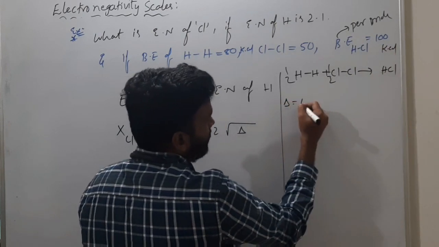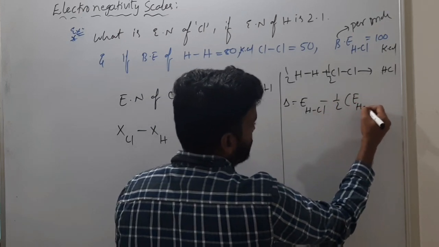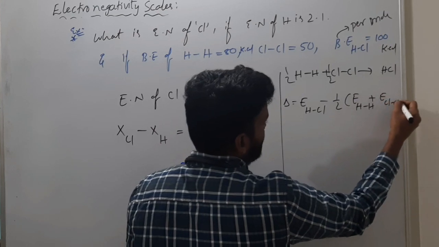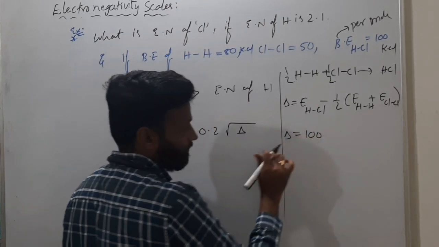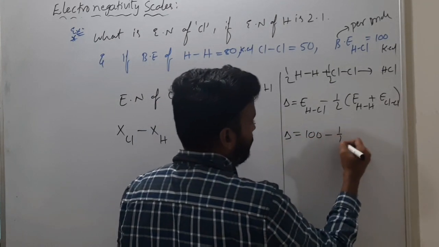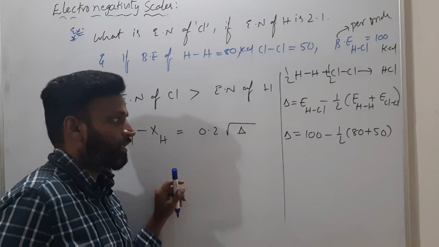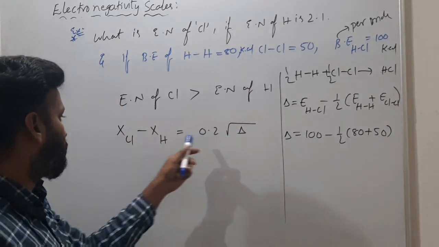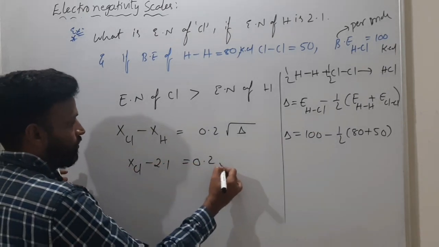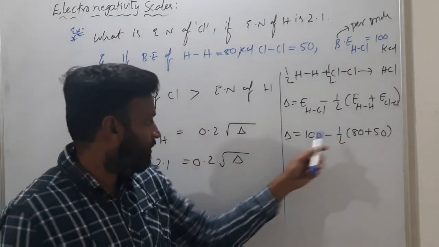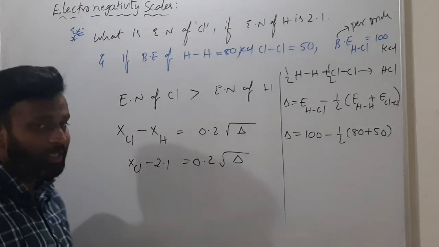So delta is equal to, I am writing once again, the energy of HCl minus half into the energy of HH plus the energy of ClCl. The energy of HCl is 100, so minus half into 80 plus 50, which is 130 by 2. So you will have delta. If you substitute that delta here, in the HCl minus hydrogen 2.1 equation with 0.208 root delta, you can find the answer. So this is about the Pauling scale.